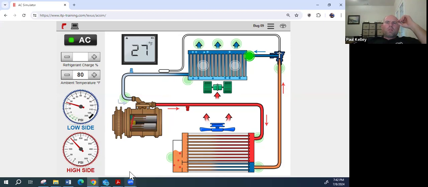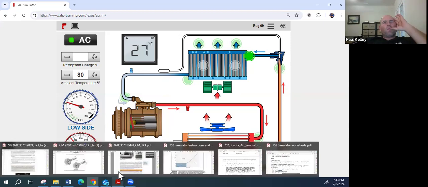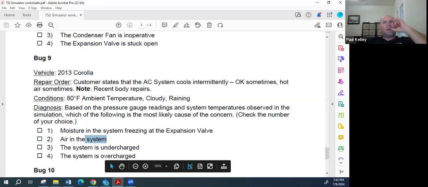What was wrong with this car, or what prompted that, do you guys think? What caused that whole situation in this car?